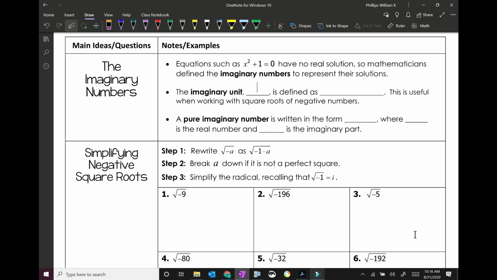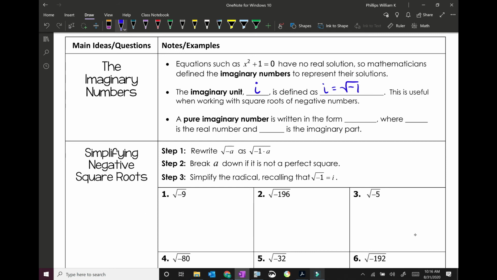All right, so in this video, we're going to be talking about imaginary numbers. Equations such as x squared plus 1 equals 0 have no real solution. So mathematicians define the imaginary numbers to represent their solutions. You have an imaginary unit, i, and that is defined as i equals the square root of negative 1.